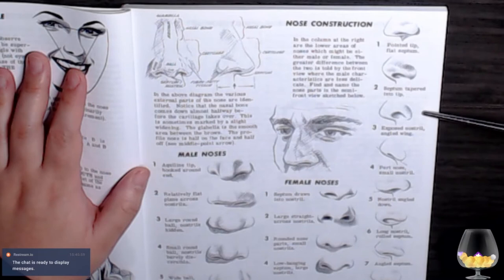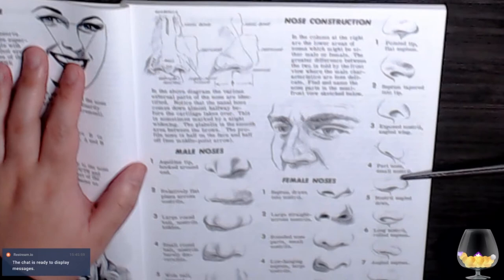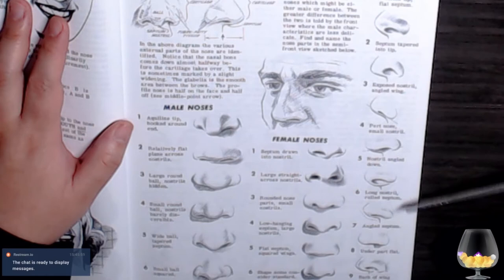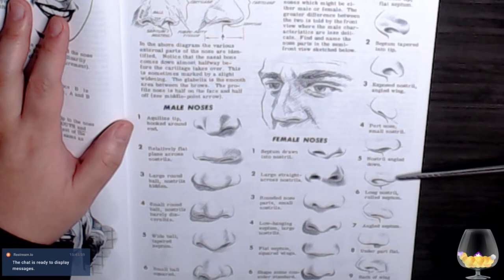A pert nose or a small nostril, definitely most likely a child because of how wide this angle is. Nostril angled down, most likely a male. Long nostril, rolled septum. I have no idea what that is. It looks like a Ninja Turtle mouth. So there we go.